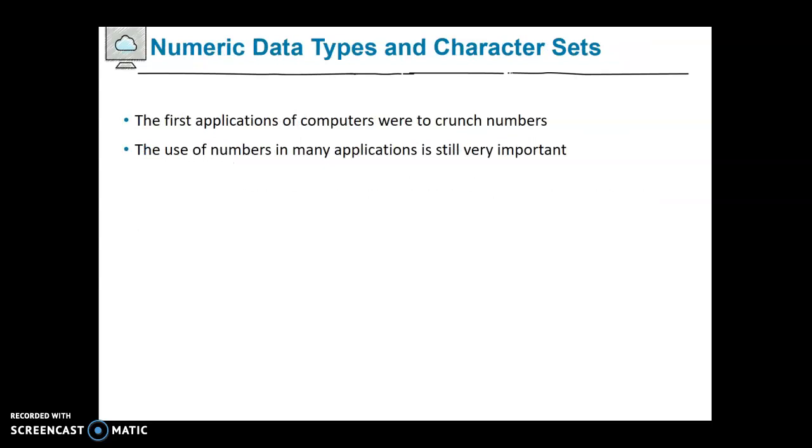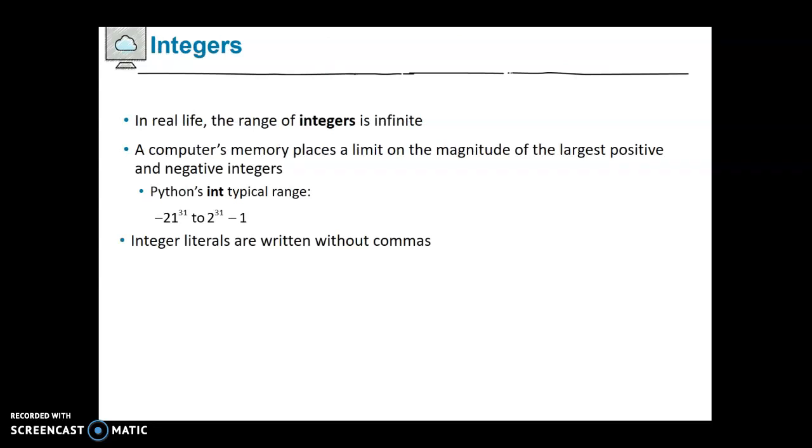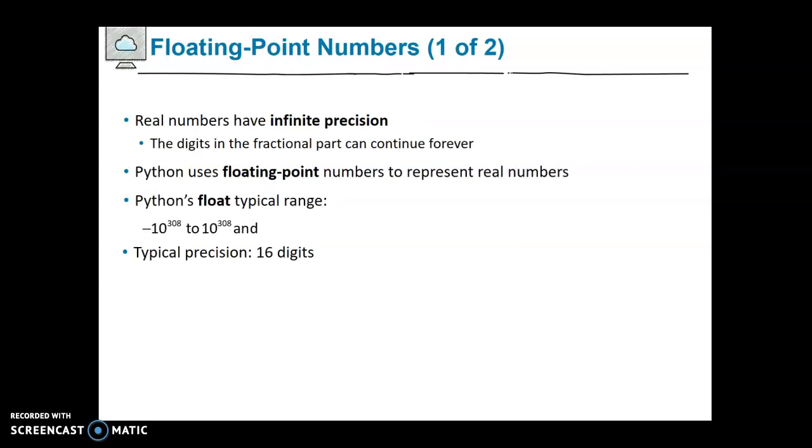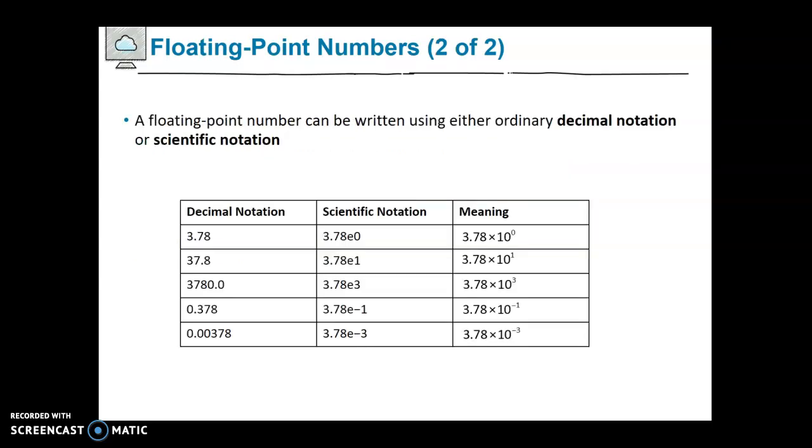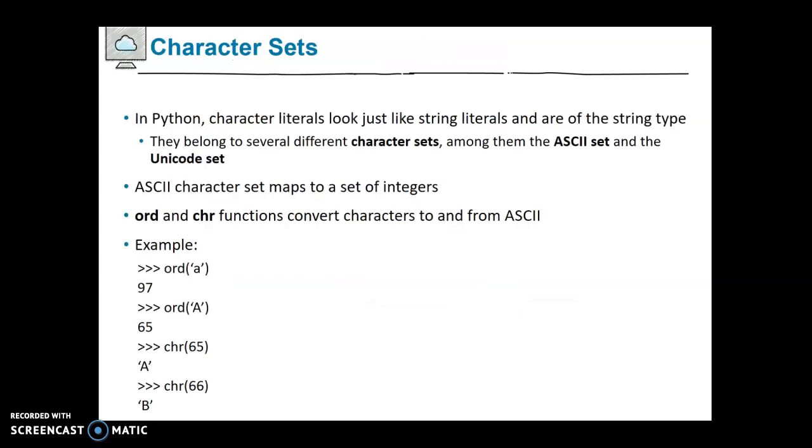The first applications of computers were to crunch numbers. The use of numbers in many applications is still very important. A real-life range of integers is infinite. Go ahead and look through these here. We have 40 slides and only have 15 minutes, so we're going to go ahead and go through here. Decimal notation or scientific notation. These are also in your book too if you have questions. Yeah, these are all in the book.